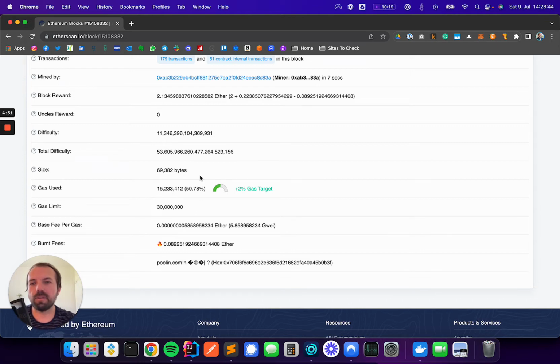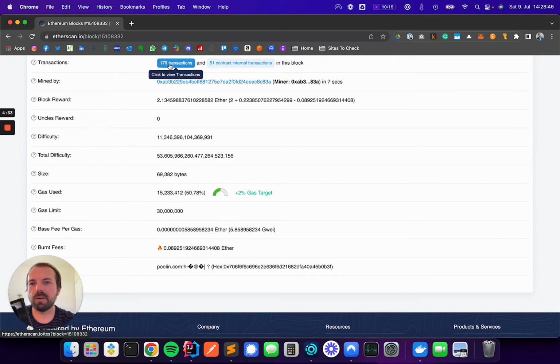For example, these 179 transactions together consume 15,233,412 gas. So it's almost 50%. So we could almost double the transaction count. This could be almost 360.